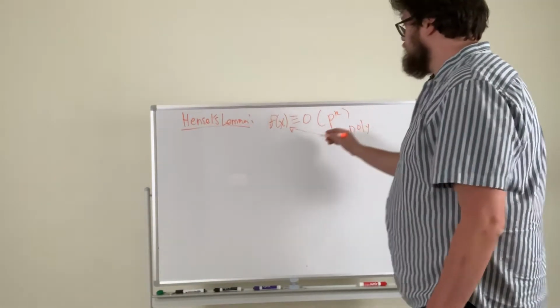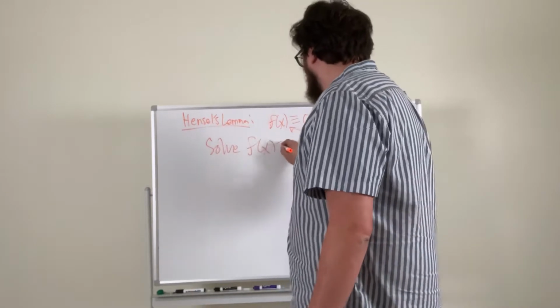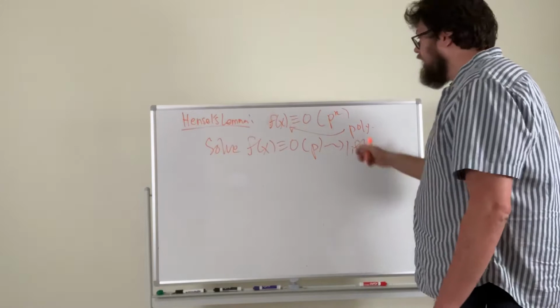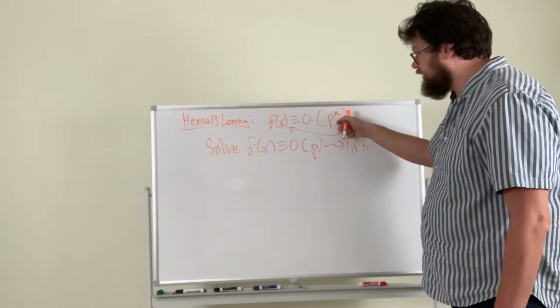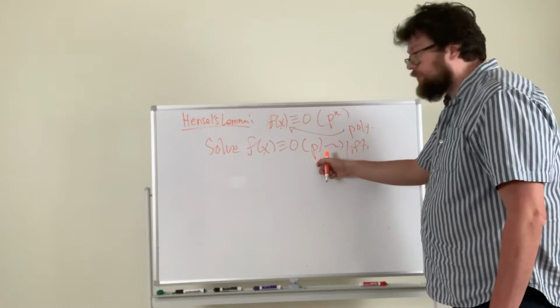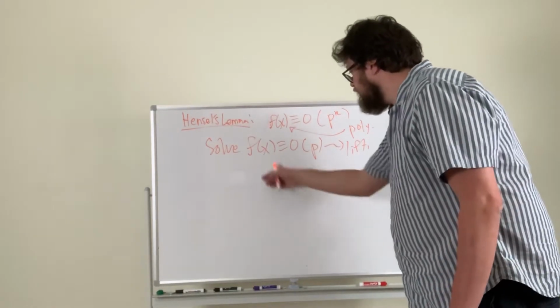To solve this, you first solve f(x) is congruent to 0 mod p, and then you lift solutions, right? Every solution to this equation mod p to the n, for some higher n, is by definition a lift of a solution mod p, right? Just reduce everything mod p. But it actually tells you how the lifting works.